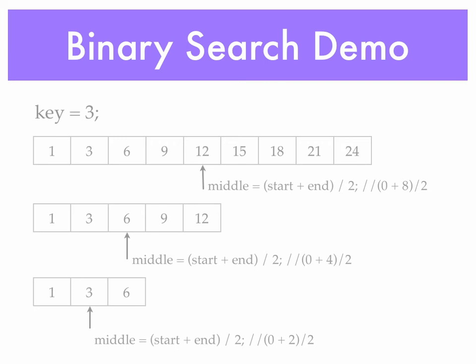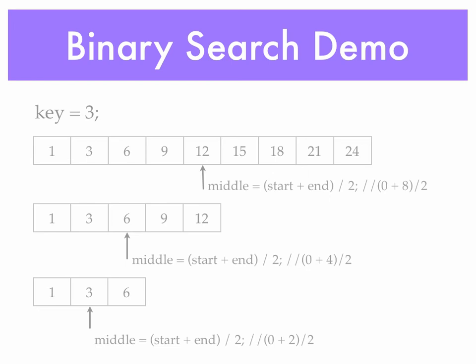I then reestablish the value of middle with start plus end. So that's 0 plus 4. I divide that by 2. That gives me 2. So I look at what's at position 2, and in this case, it's 6. That's greater than what I'm looking for, 3. So I throw away what's to the right of that, and I look at the subarray to the left, and that's 1, 3, and 6.